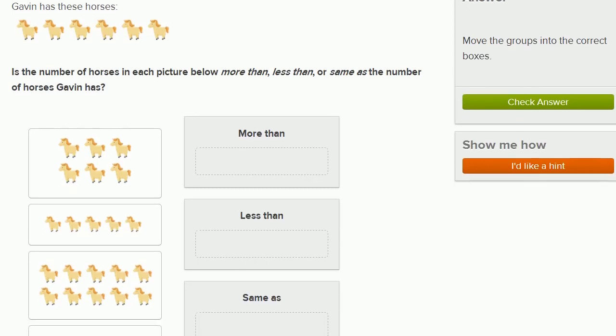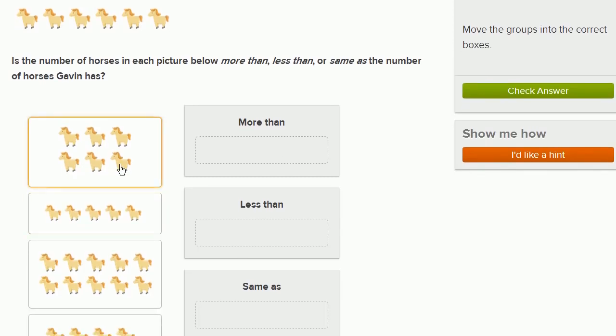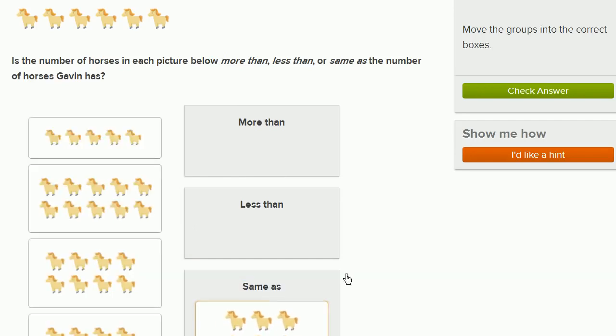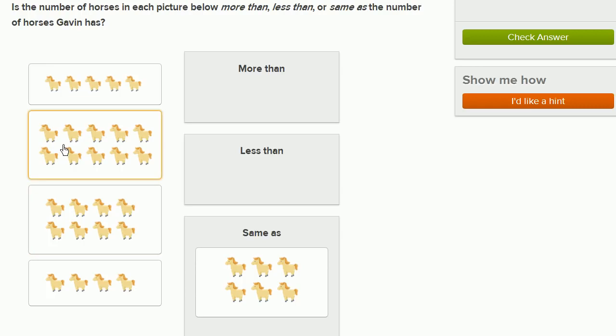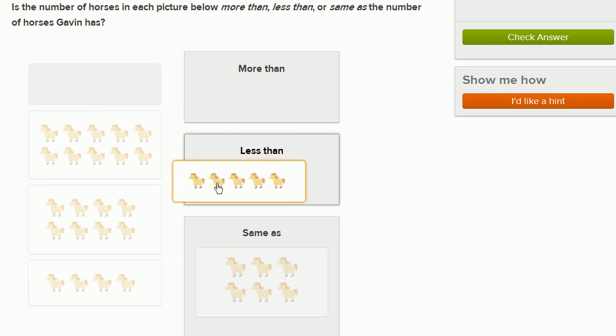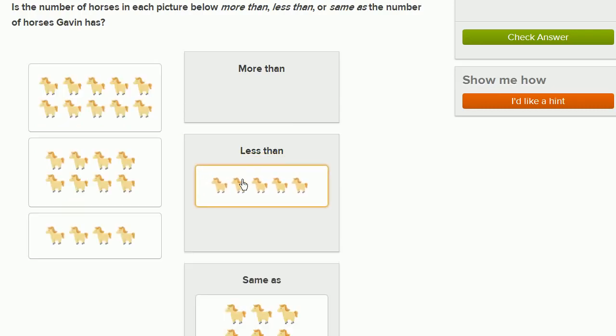So let's look over here. So over here, we have 1, 2, 3, 4, 5, 6 horses. So this is the same number that Gavin has. They're just arranged differently. So this is the same. We'll put it in the same as bucket. Now here we have 1, 2, 3, 4, 5 horses. So this is less than the 6 horses that Gavin has. 5 is less than 6.